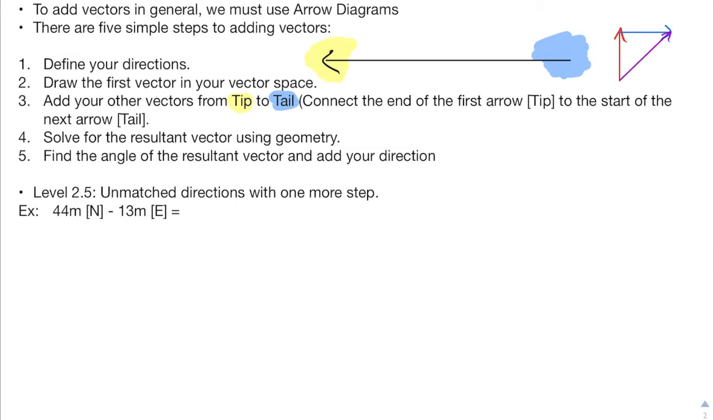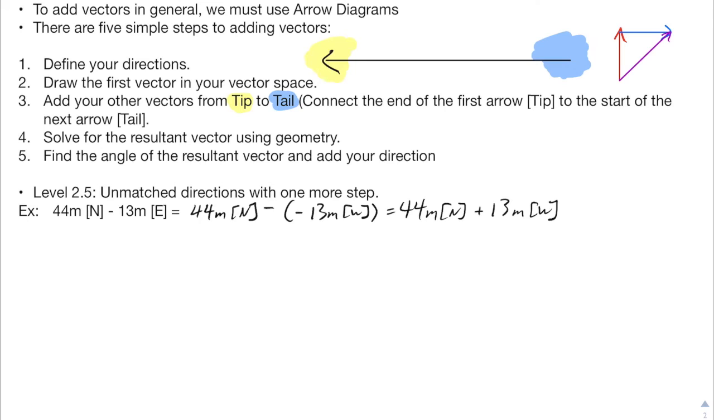In this question, you may notice a small difference. Here, instead of adding these two vectors, notice that we have a minus 13 meters east. With arrow diagrams, we can only add vectors. So our first step will be to convert our minus into a positive. To do that, we will rewrite our 13 meters east as negative 13 meters west. This way, our two negative signs will cancel each other out and become a plus 13 meters west.